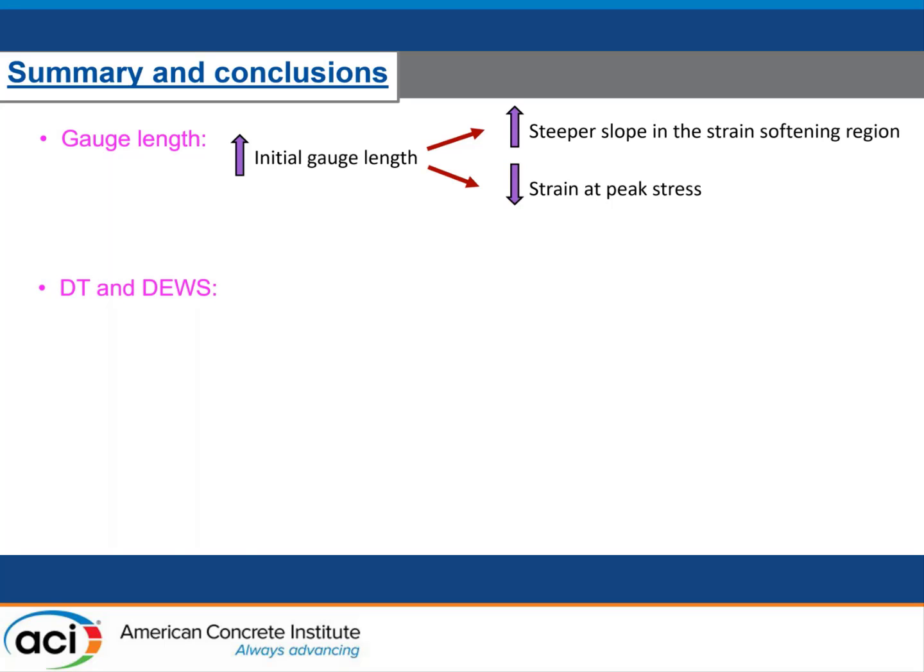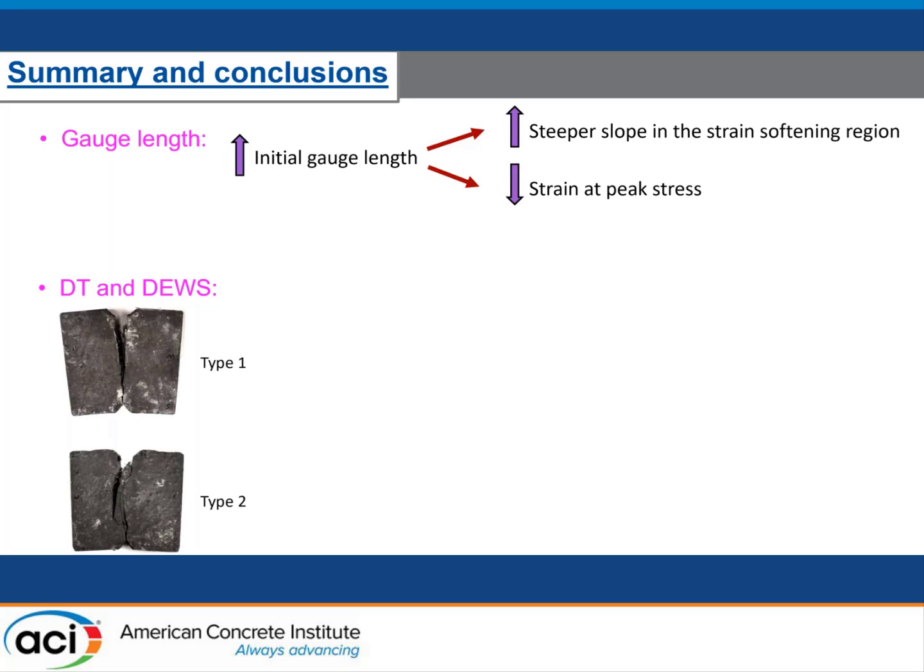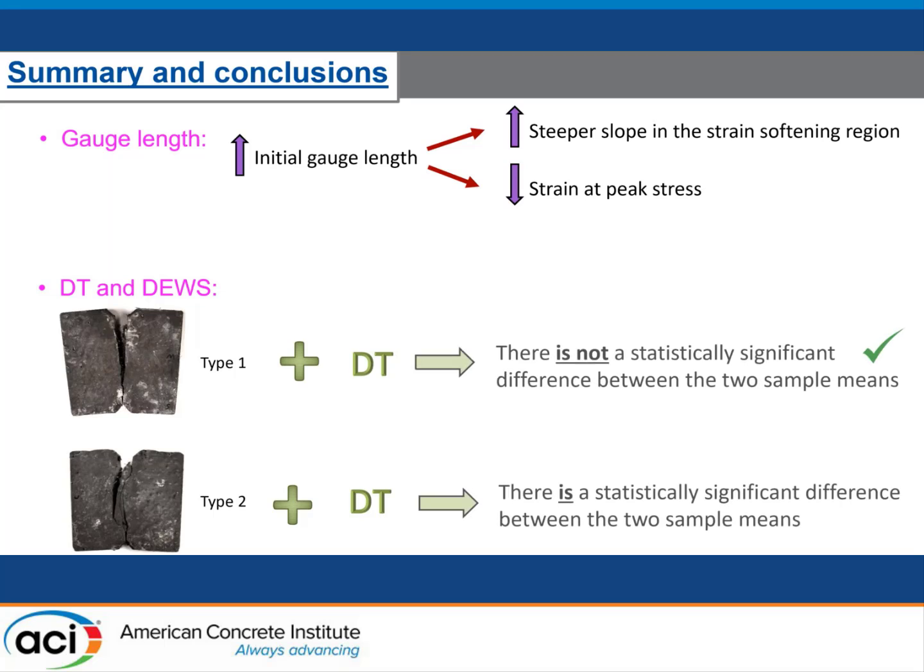Comparing the direct tension specimens and the double edge wedge splitting test specimens, when we take type 1 and 2 and compare with the direct tension specimens, for type 1, there is not a statistically significant difference between the two samples when we use a t-test with 95% confidence interval, and the opposite is shown to be true for type 2.